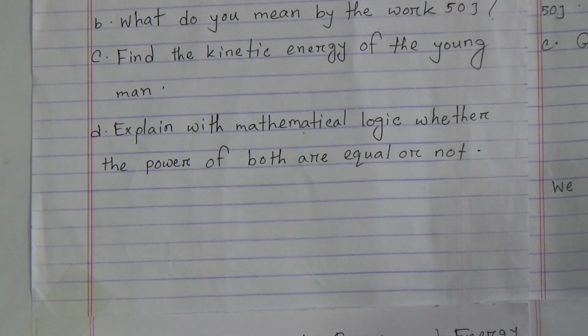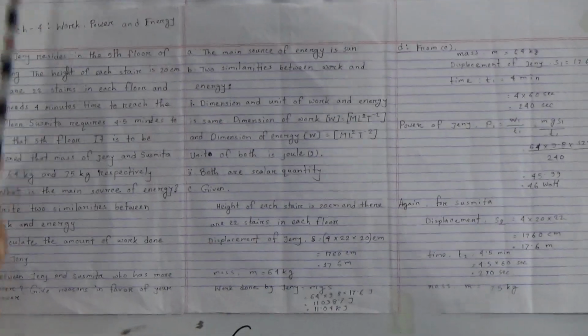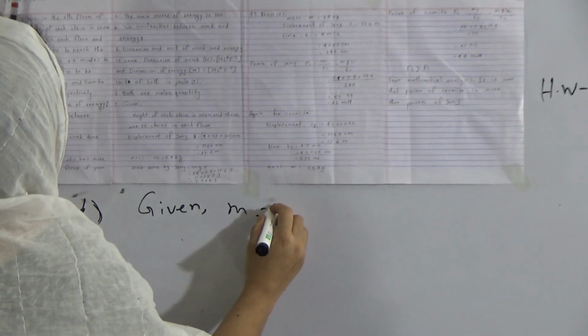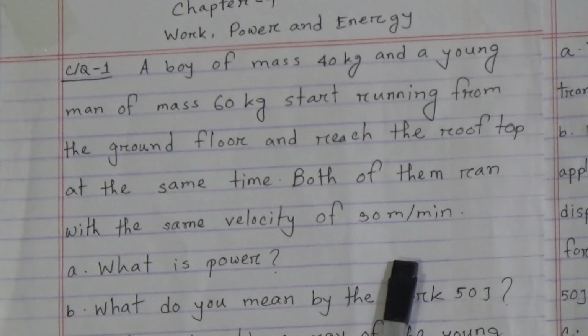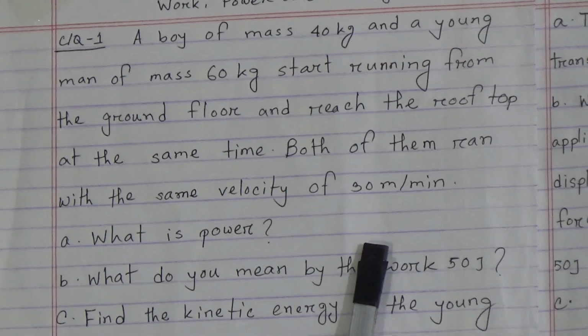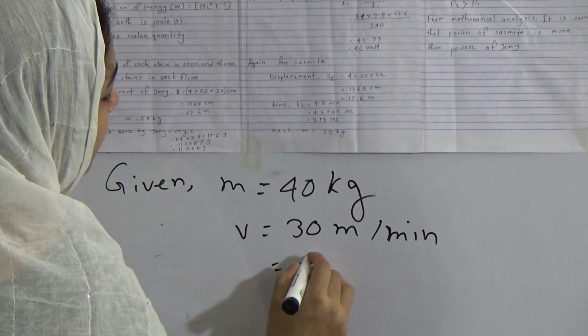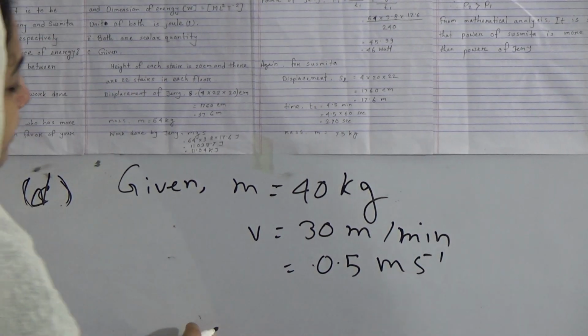Now given, at first we will find out the power of the boy. So the mass of the boy, m equals 40 kg, and the velocity of the boy is also 30 meter per minute. And we have to convert this meter per minute into meter per second. That means it will be 0.5 meter per second.